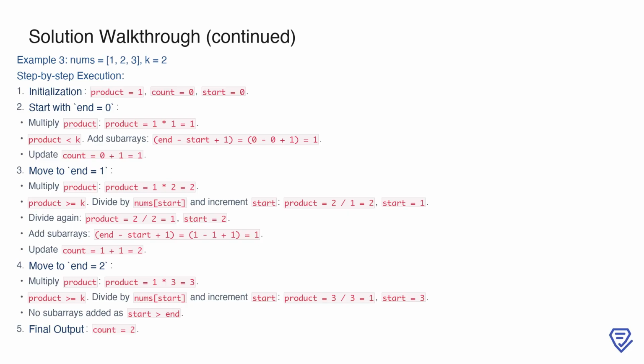Finally, we move end to index 2. Multiplying product by nums[end] gives 3, which is greater than or equal to k. We adjust the window by dividing the product by nums[start] and incrementing start to 3. Now start is greater than end, so no subarrays are added. The final output for this example is 2.